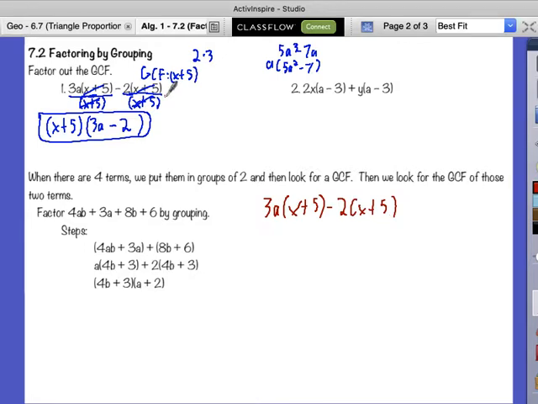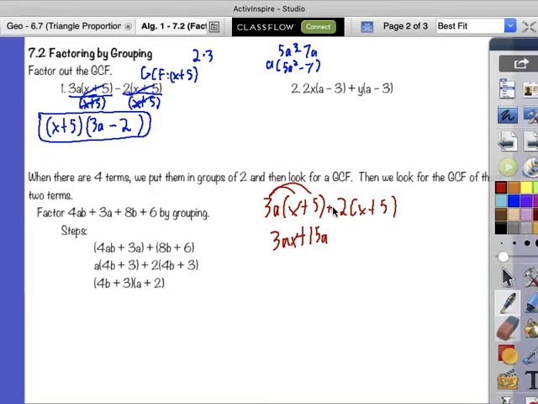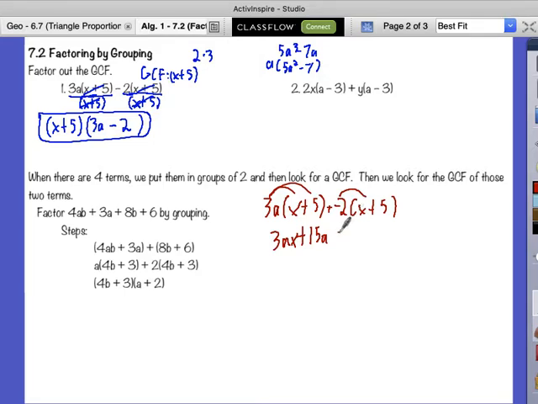If I had gone through and distributed and combined like terms, I'd have 3ax plus 15a. My pen went crazy there again. My plus changes to a negative. Negative 2 times x is negative 2x, and negative 2 times 5 is negative 10. So I end up with 3ax plus 15a minus 2x minus 10.